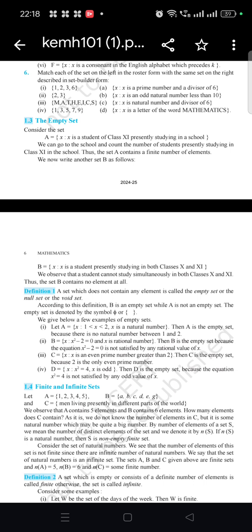Today, starting from 1.3, the empty set.